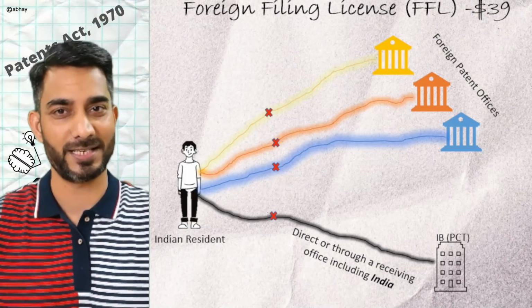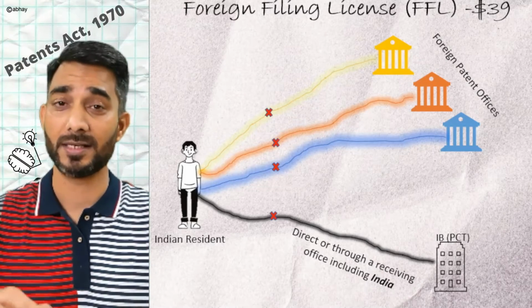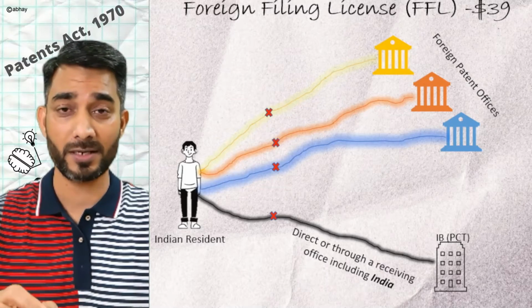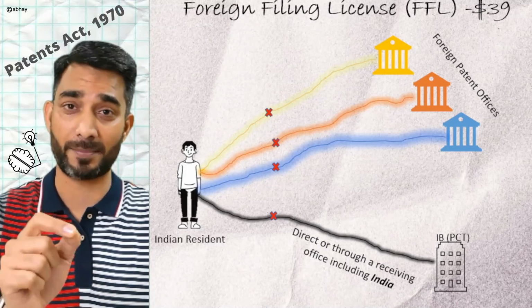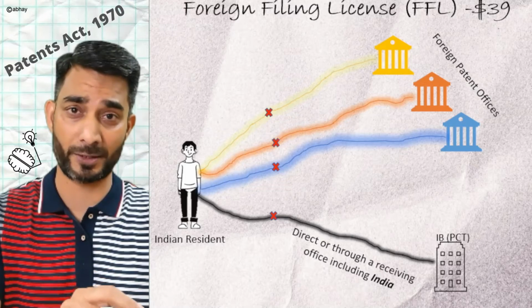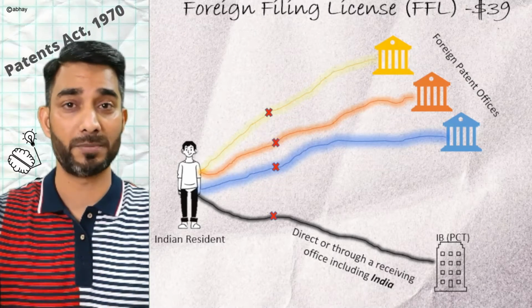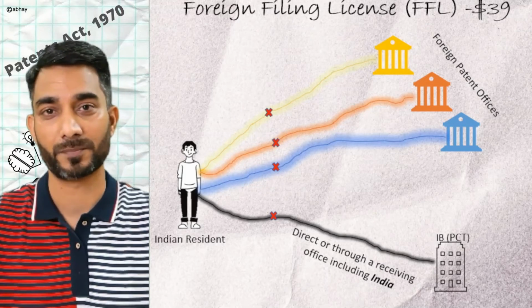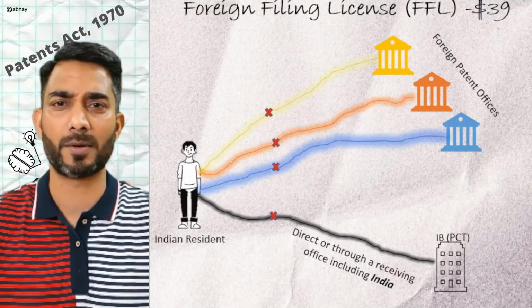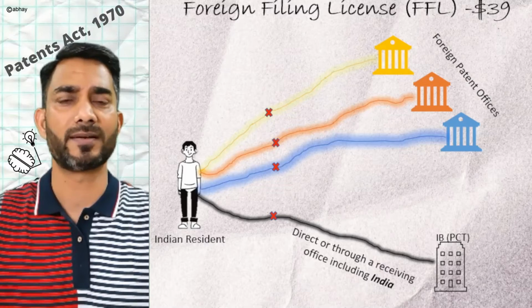As per Section 39, no Indian resident is allowed or permitted to file a patent application with foreign patent offices, including PCT, without prior permission from Indian Patent Office. Before we go in detail about it, let's understand what is Indian resident.